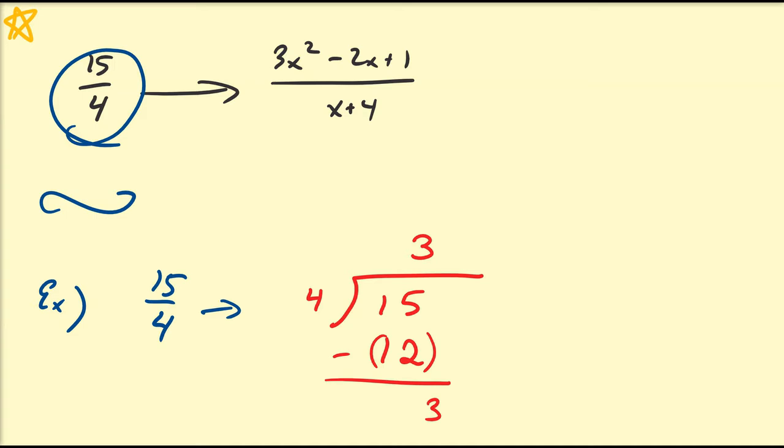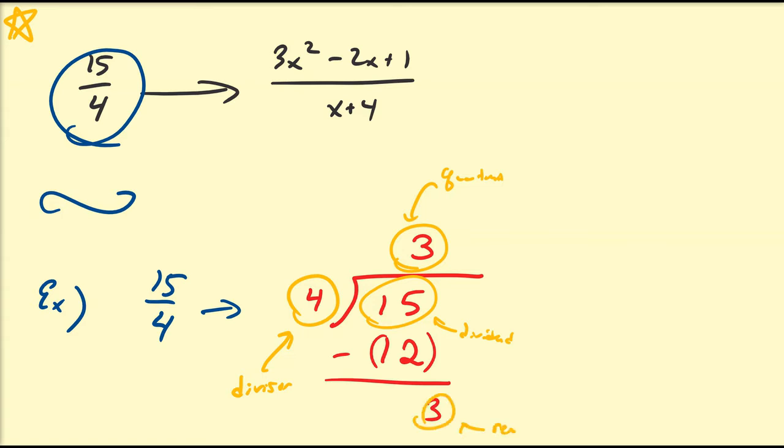Remember that this is sometimes referred to as the divisor. This is referred to as the dividend. This number is referred to as the quotient, and this number is referred to as the remainder. In terms of how to interpret this answer, we have that 15 divided by 4 is equal to the quotient, 3, plus the remainder, 3, all divided by the divisor, 4. Always remember that 4 is always going to be on the bottom of your representation.